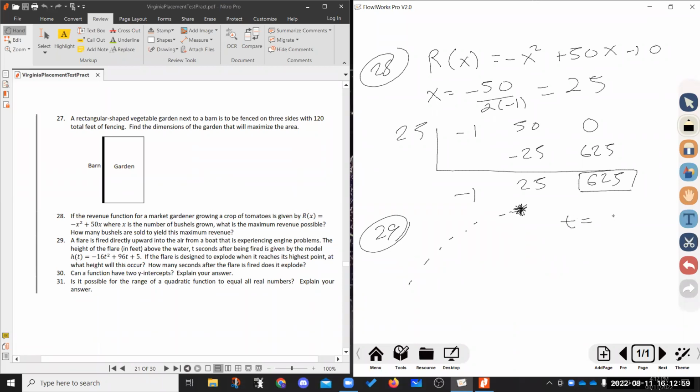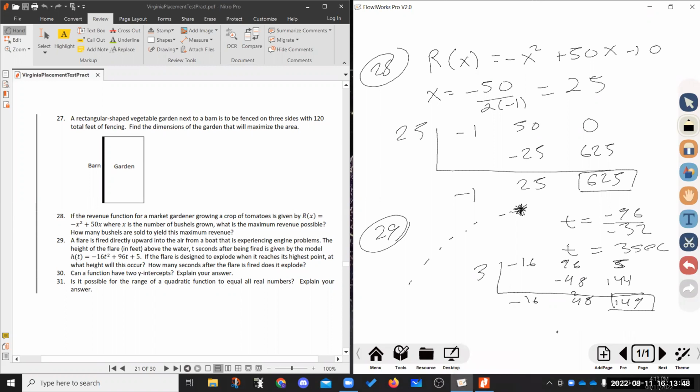This happens when t is equal to negative b over 2a. So that's going to be at 3 seconds in, and the height at which that's going to occur is going to be 3 into negative 16, 96, 5. Negative 16 is negative 48. That's 48. Then this is 24, 12. This is 144. So it reaches an altitude of 149 feet.